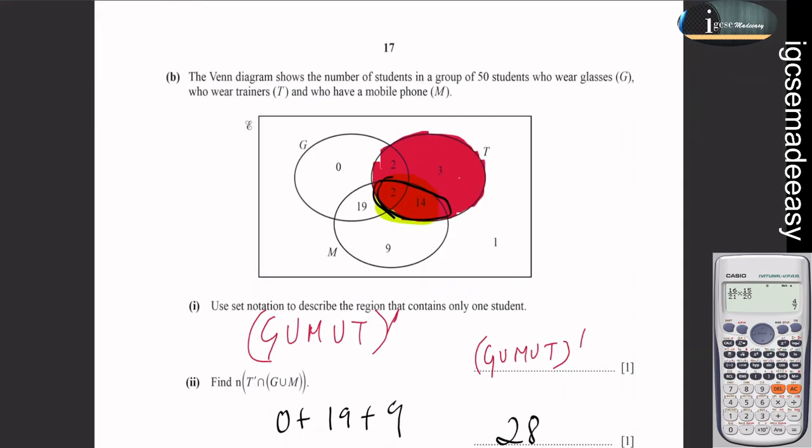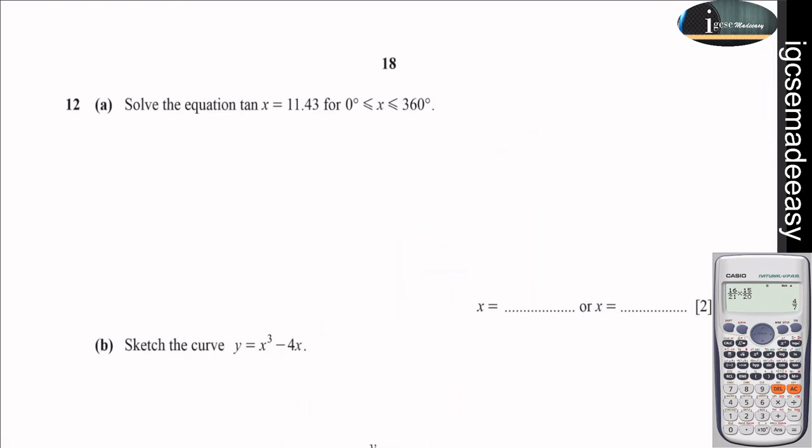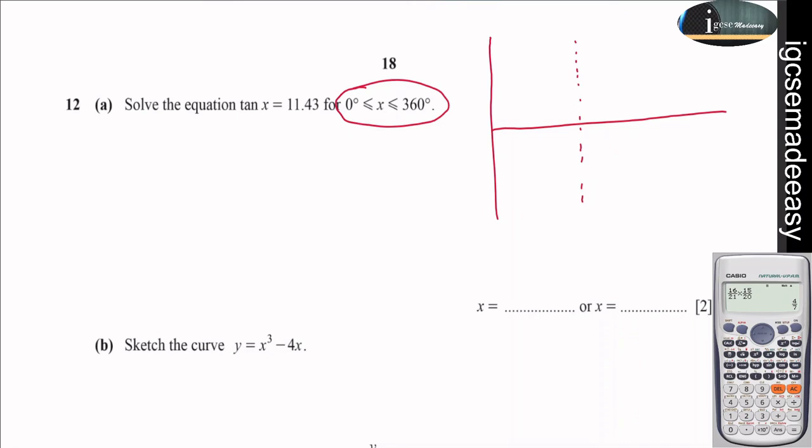Okay, let's move to the next question. Number 12. Solve the equation tan x equals 11.43. We have to write the value of x between 0 and 360. First of all, it's very easy actually. You should remember all three diagrams: tan, sine and cos. I'll draw for tan because the question is on tan. Tan does not meet 90 and does not meet 270, so you have to keep that in mind.